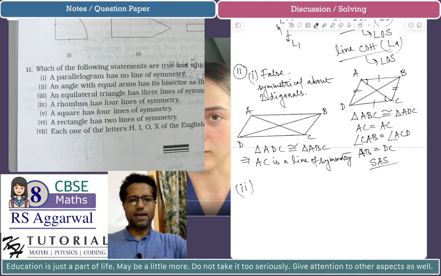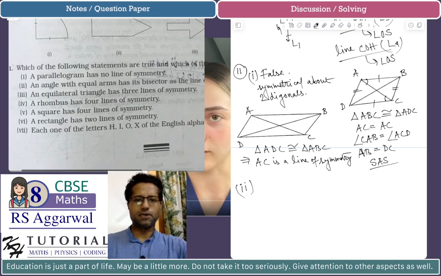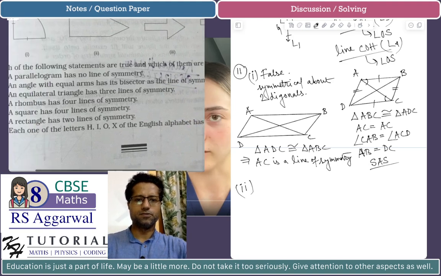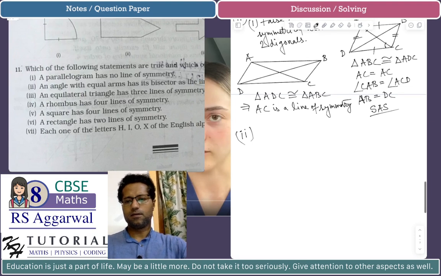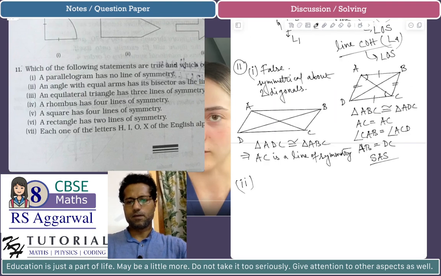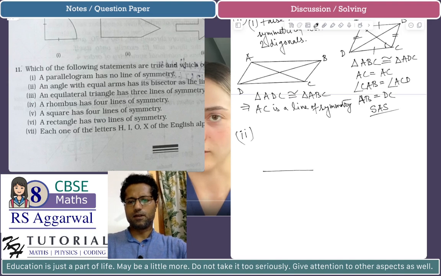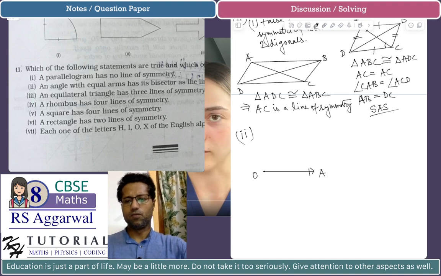Number 2, an angle with equal arms has its bisector as the line of symmetry. Whatever the angle be, let's say this is an arm and this is an arm, and the common vertex is O. Let's say OA is an arm, and the other arm, OB, makes some angle, but OB will be equal to OA.